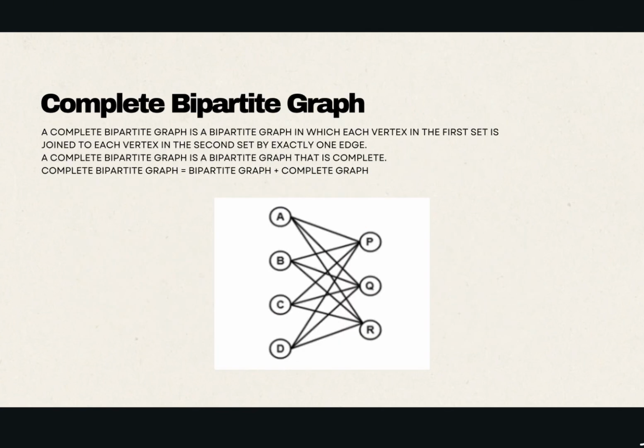Complete bipartite graph. A complete bipartite graph is a bipartite graph in which each vertex in the first set is joined to each vertex in the second set by exactly one edge. A complete bipartite graph is a bipartite graph that is complete.